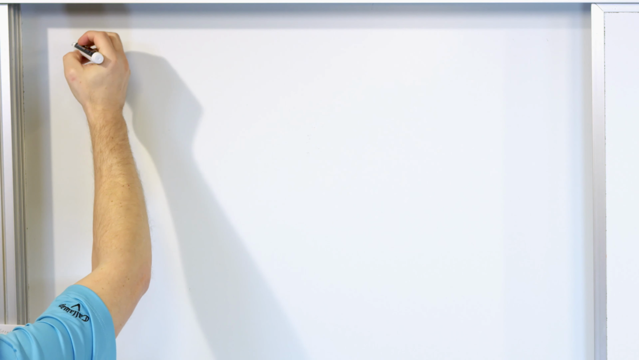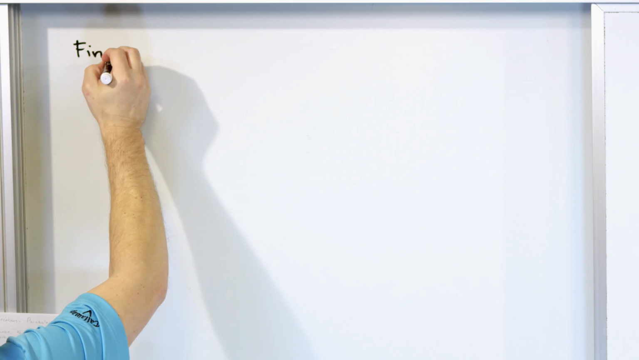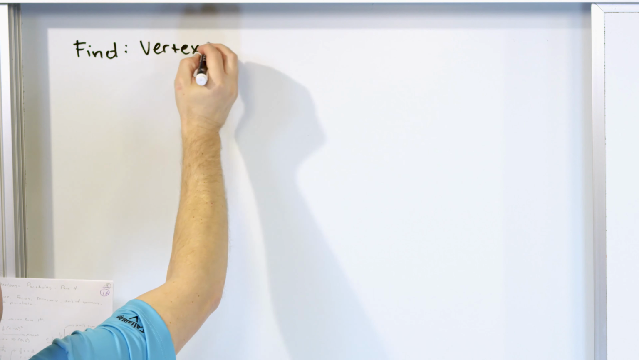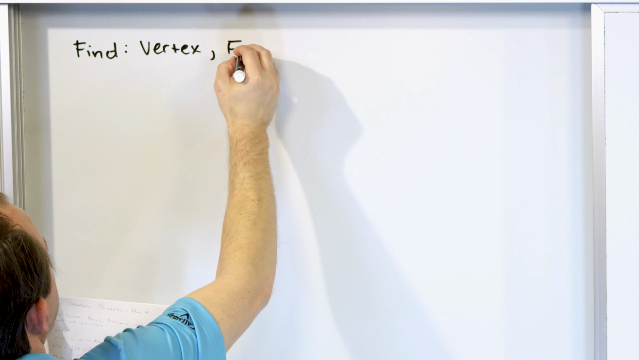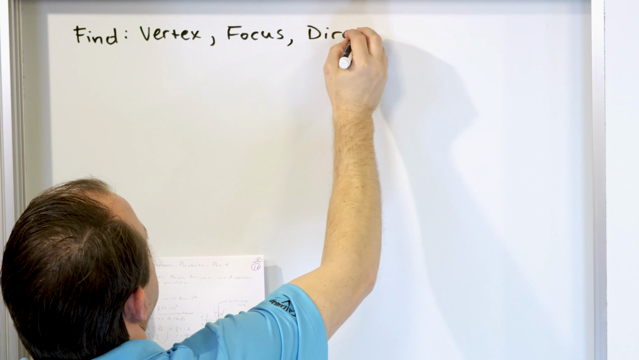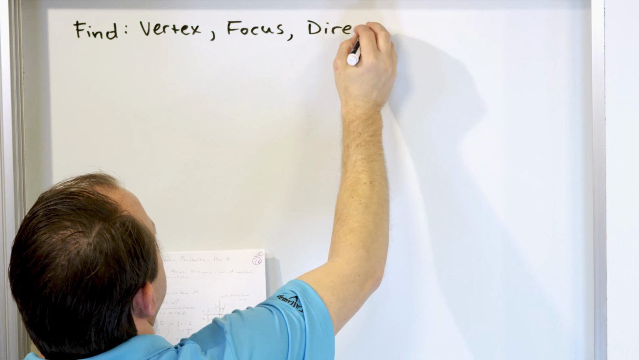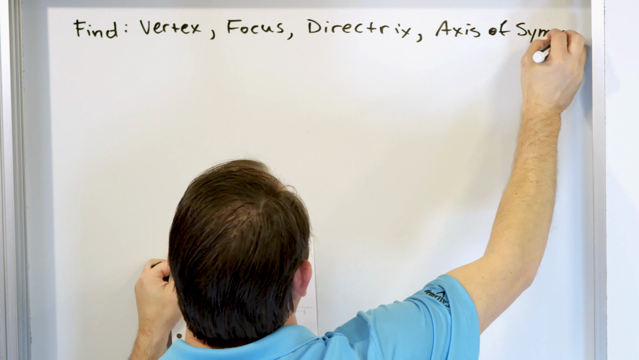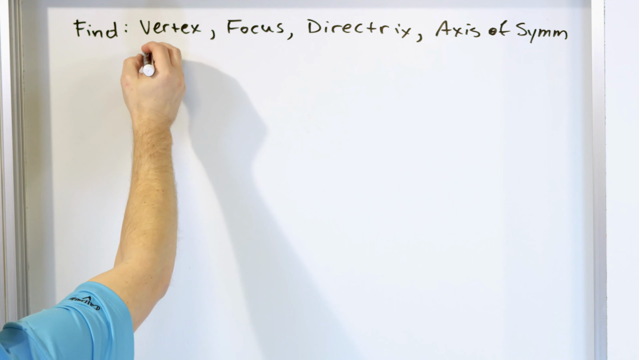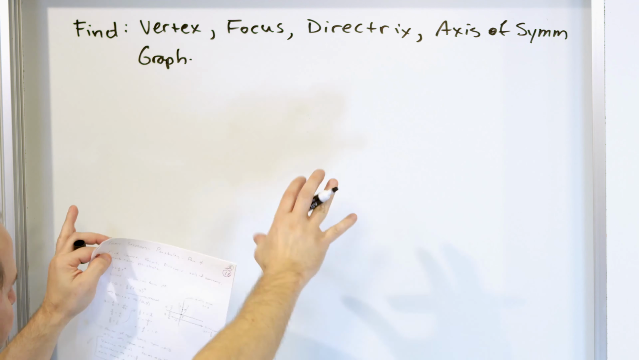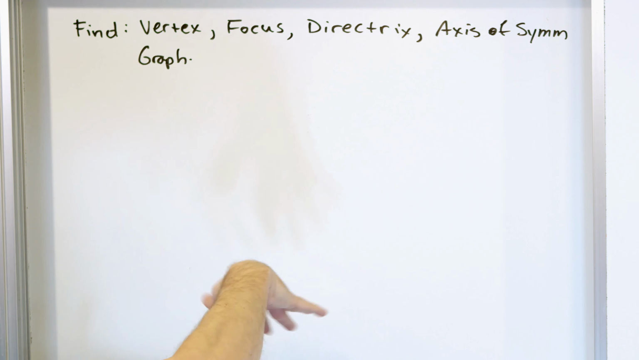What we're going to have to do is we're going to find the following things. We're going to find the vertex of the parabola. We're going to find the focus of the parabola. We're going to find the directrix. And we're going to find the axis of symmetry. That's what that is. And we're also going to graph. And when I say graph, I'm not talking about a beautiful graph with perfectly spaced everything. I'm talking about a general sketch.